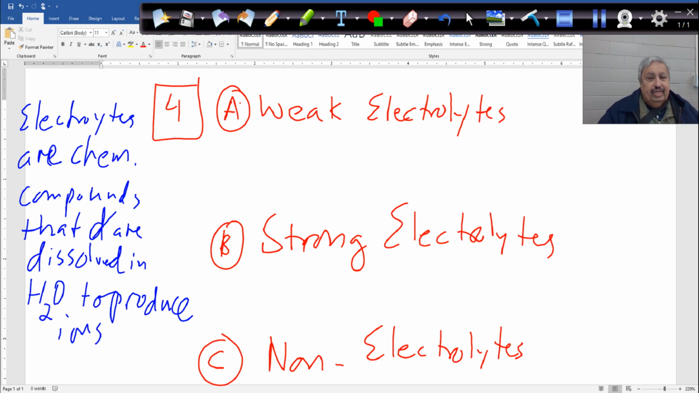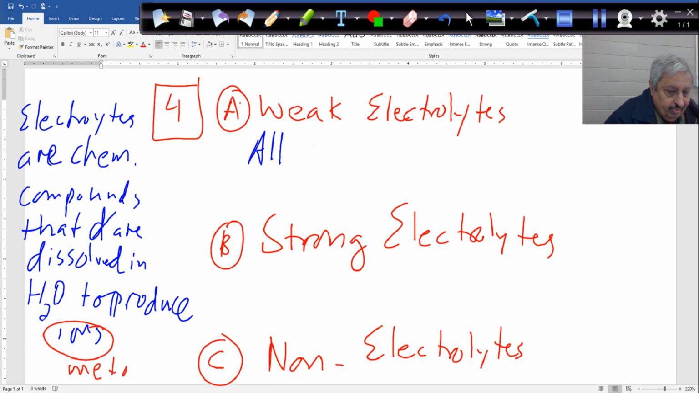So weak electrolytes, everything weak you can see in the periodic table. All the compounds are weak except, so here it is, all ionic. Of course, the non-ionic, the covalent, don't produce any ions. You have to produce really metal ions. When I say electrolytes produce ions, I mean metal ions.